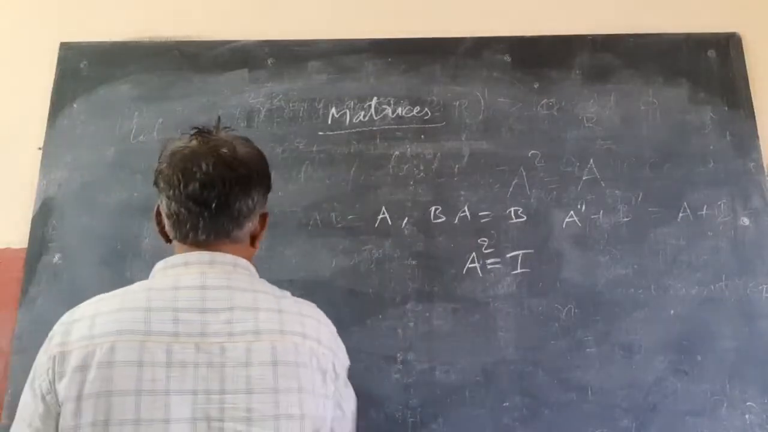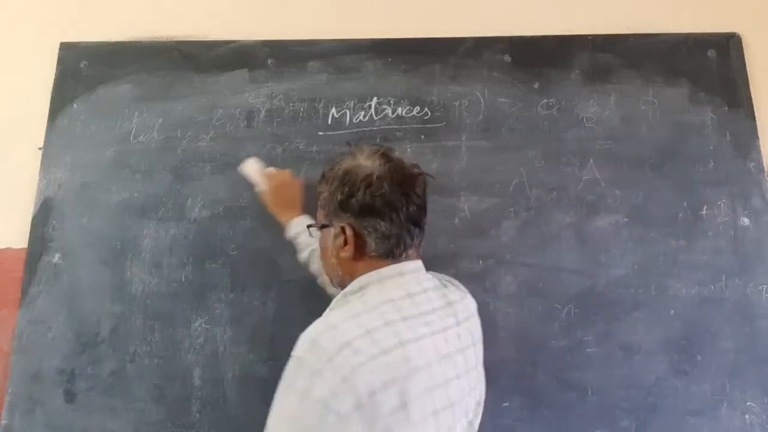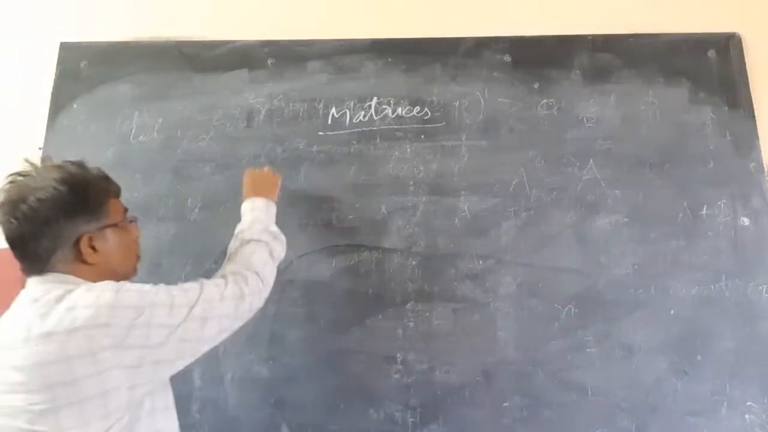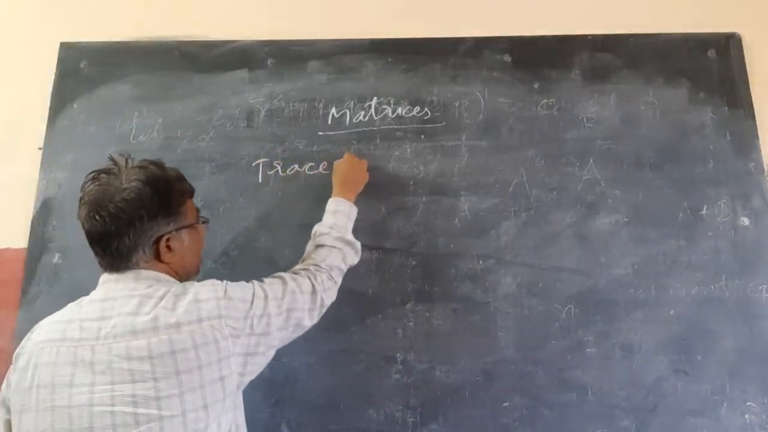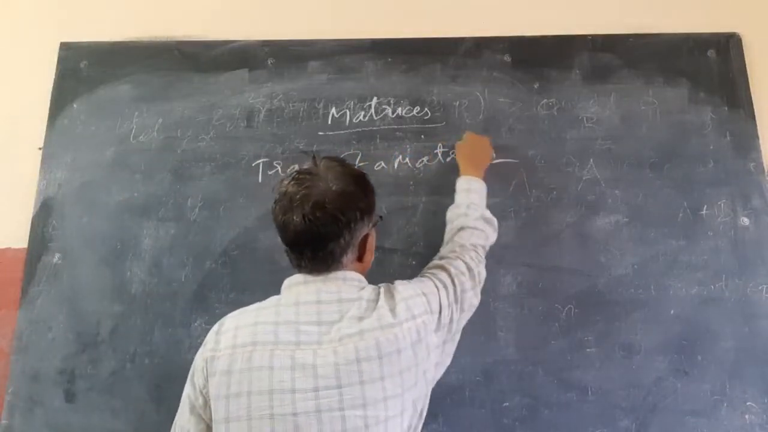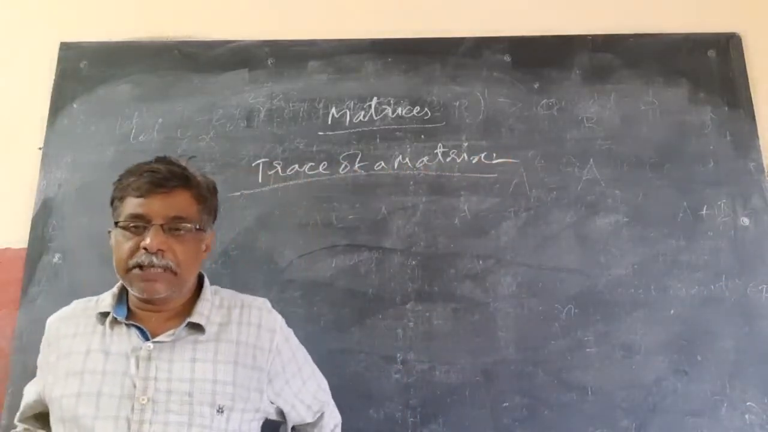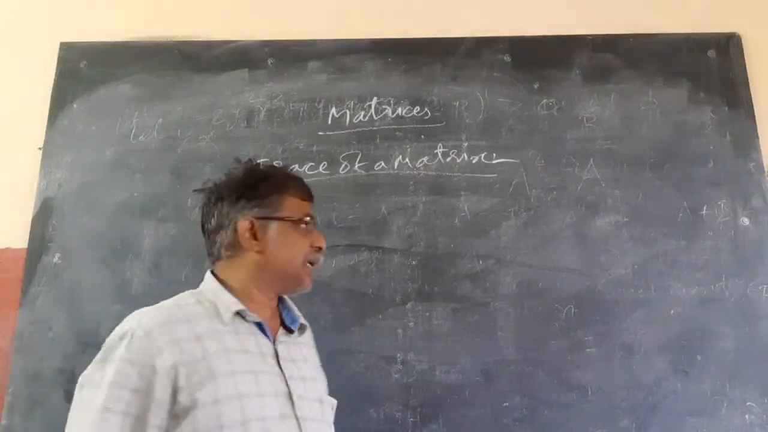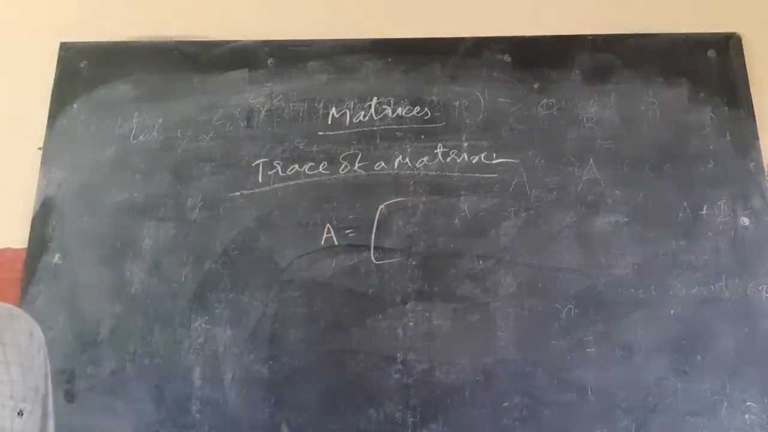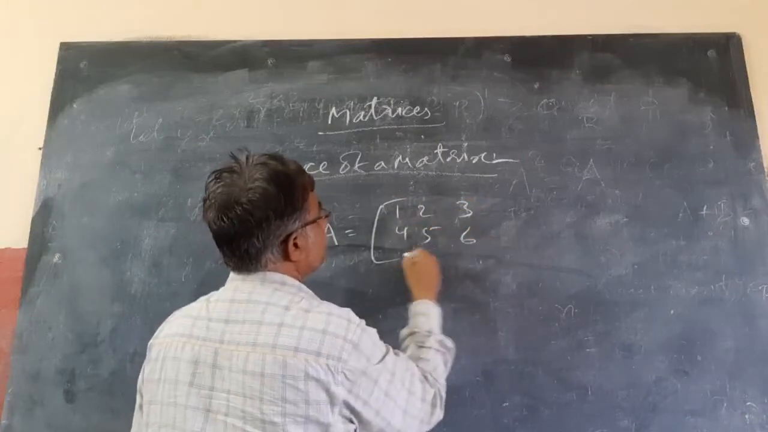Next, we discussed many more things in matrices. Next, coming to the addition of matrices. Before that, we will discuss trace also. What is the trace of a matrix? In a square matrix, the sum of elements of the principal diagonal is called the trace of a matrix.